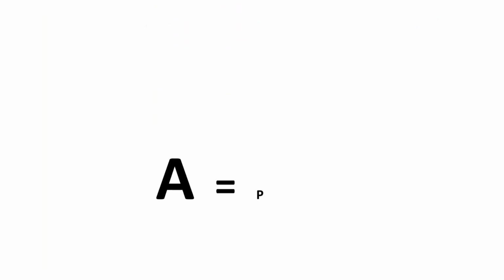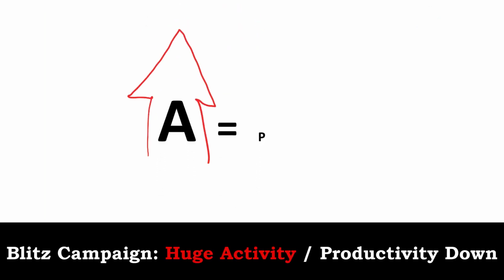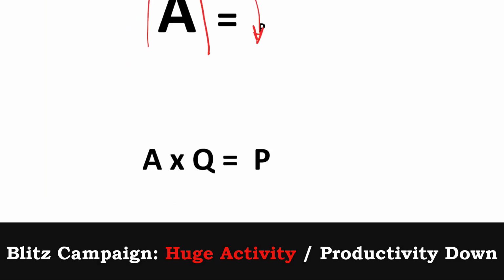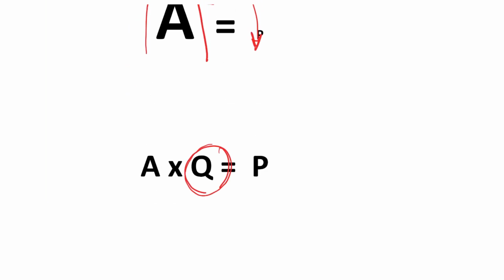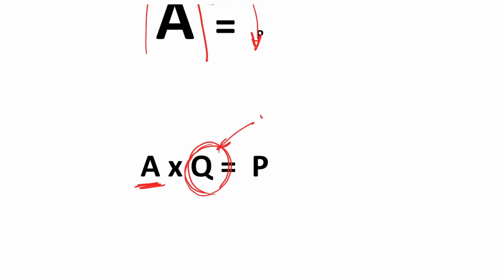But anyone who's ever been involved in a blitz campaign knows that you can have huge activity and actually see productivity go down because of at least one other variable, and that is, what is the quality of the activity? And so the question becomes, how do you define quality in sales? So we know what activities look like, but what does quality look like? And for starters, that's where we want to talk about sales process.